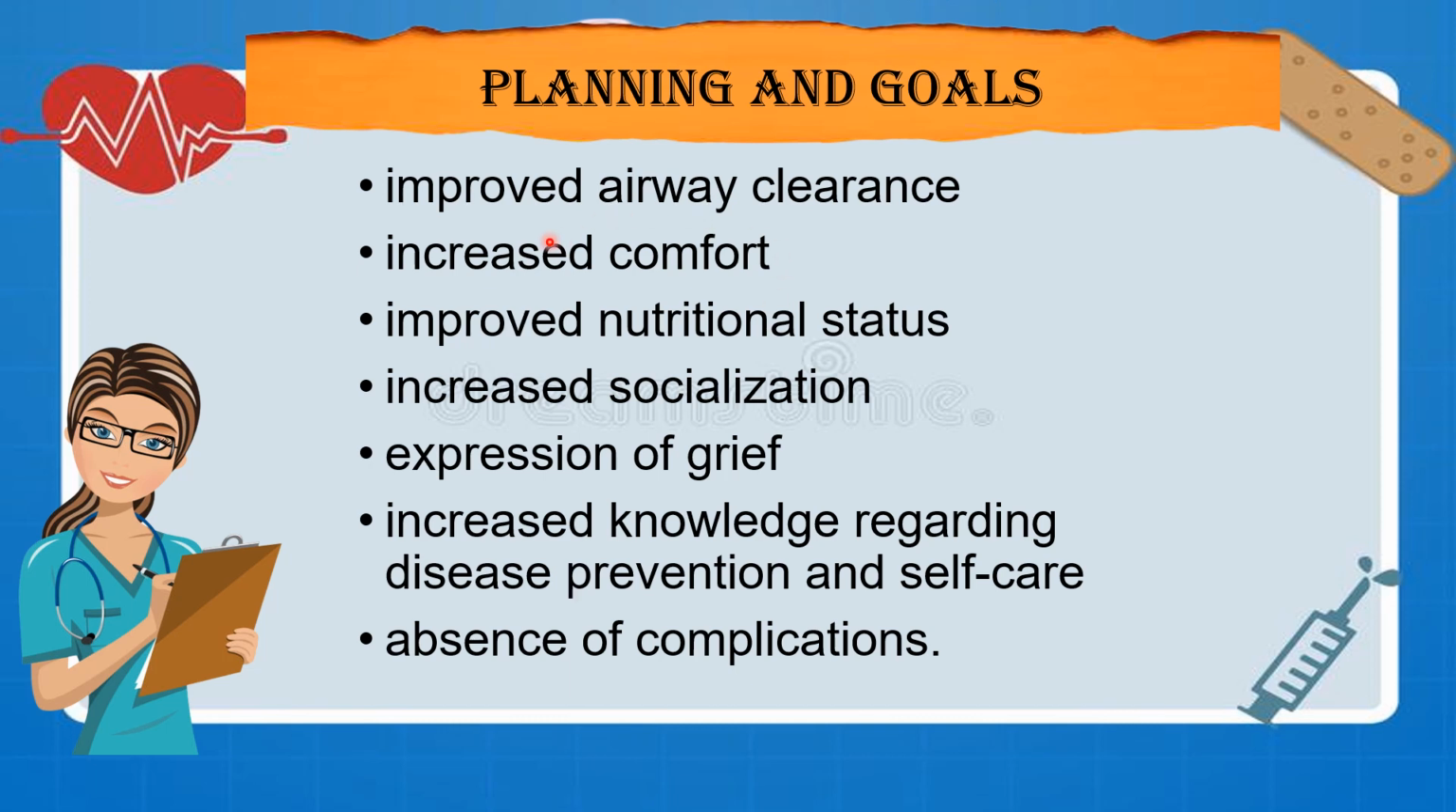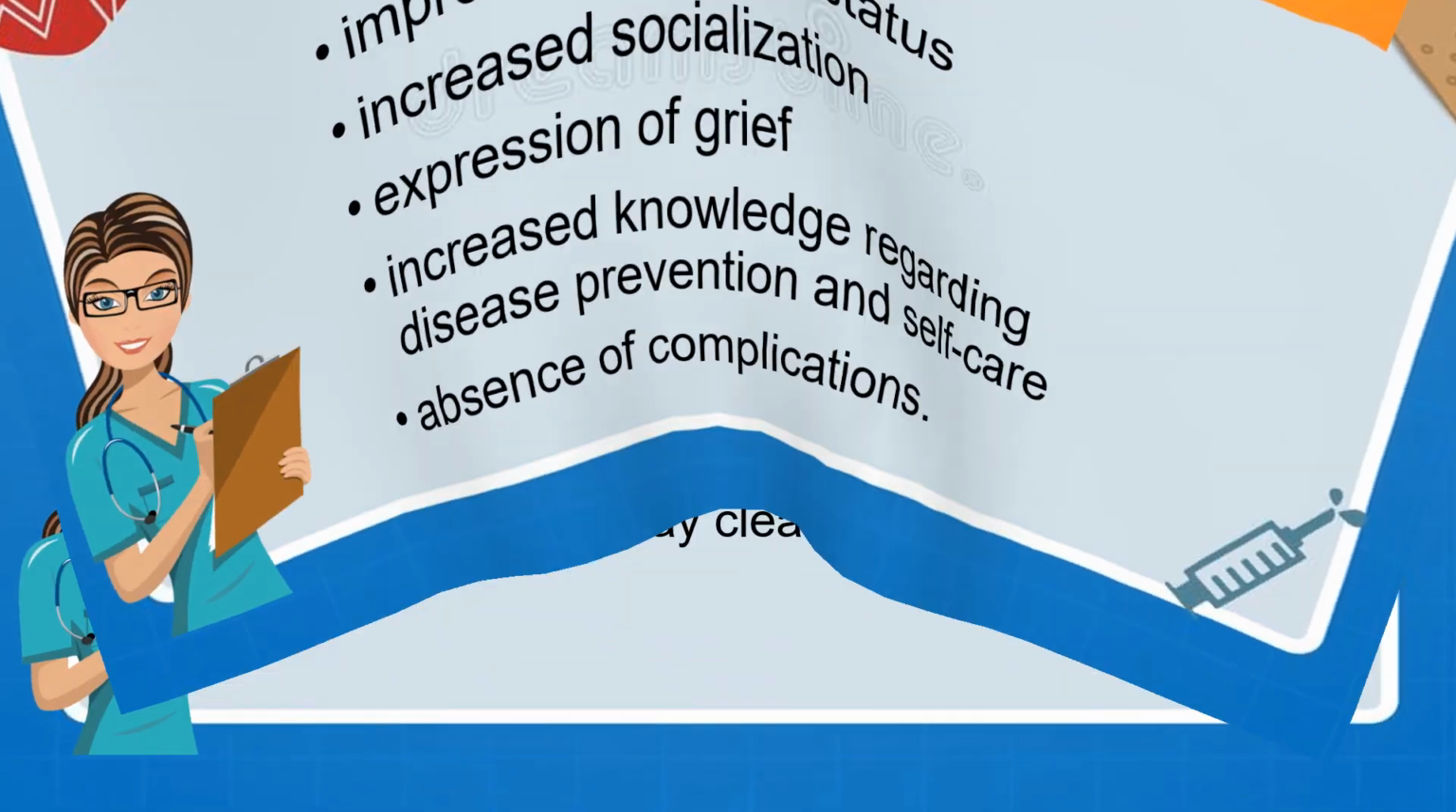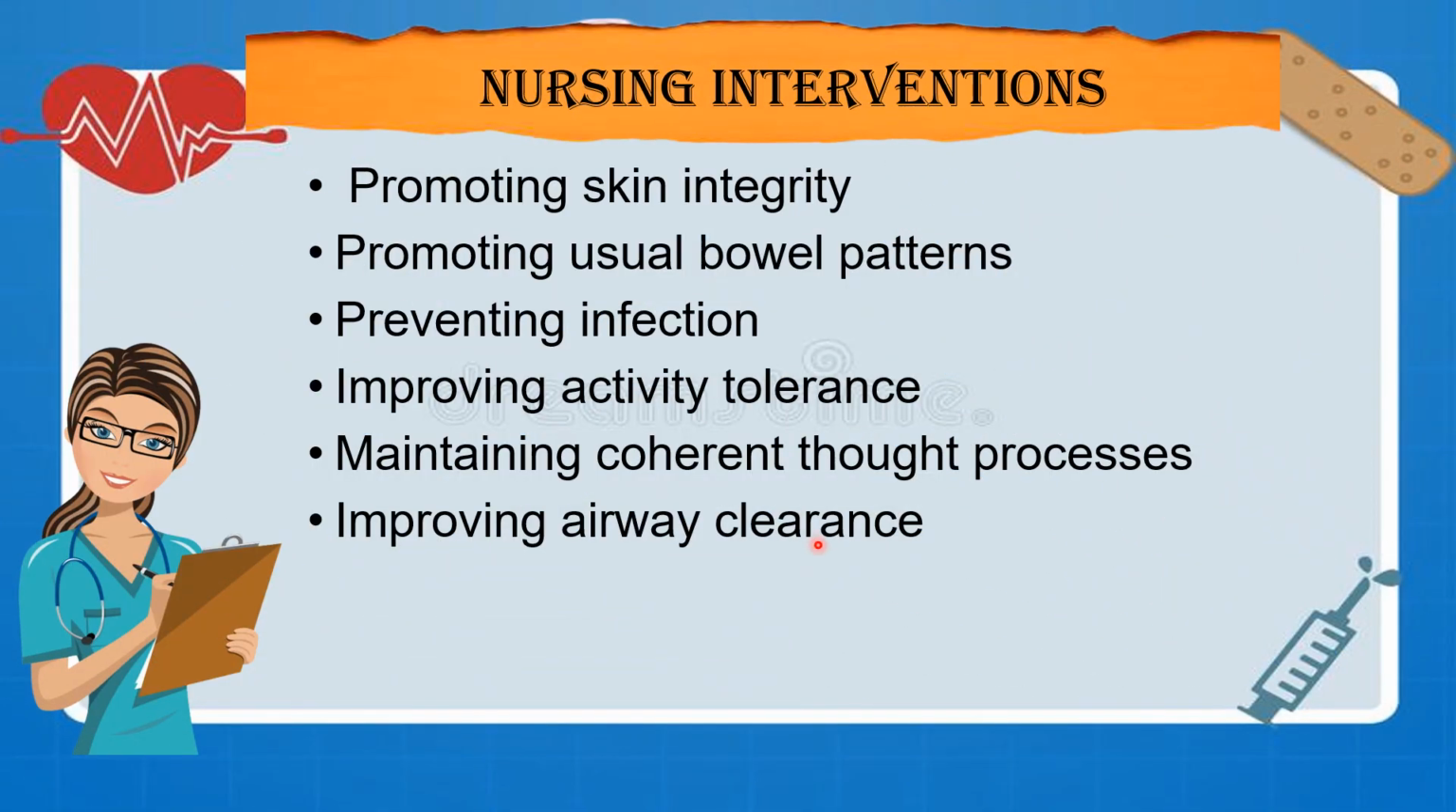Our plans also include improved airway clearance, increased comfort, improved nutritional status, increased socialization, expression of grief, increased knowledge regarding disease prevention and self-care, and absence of complications. So now let us put our plan into action by doing our nursing interventions, which is the fourth step of our nursing process. So this includes promoting skin integrity.